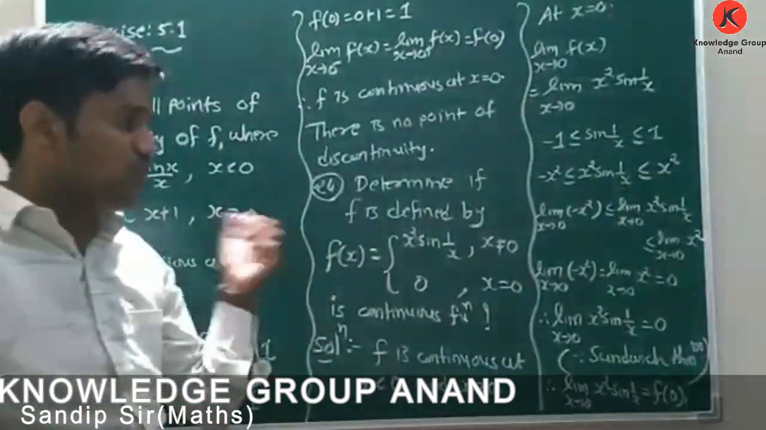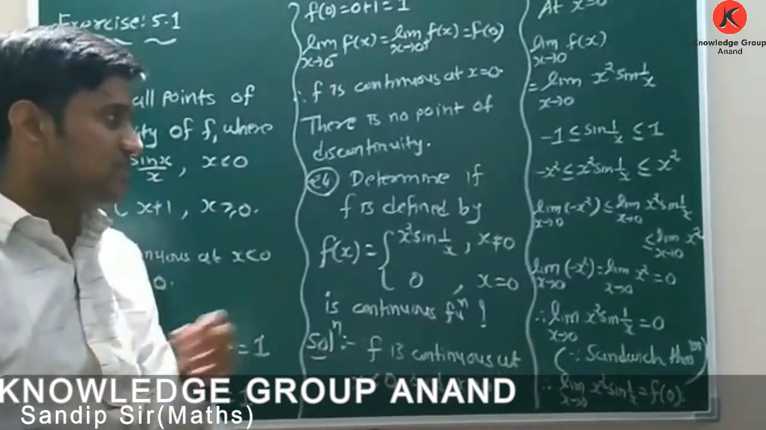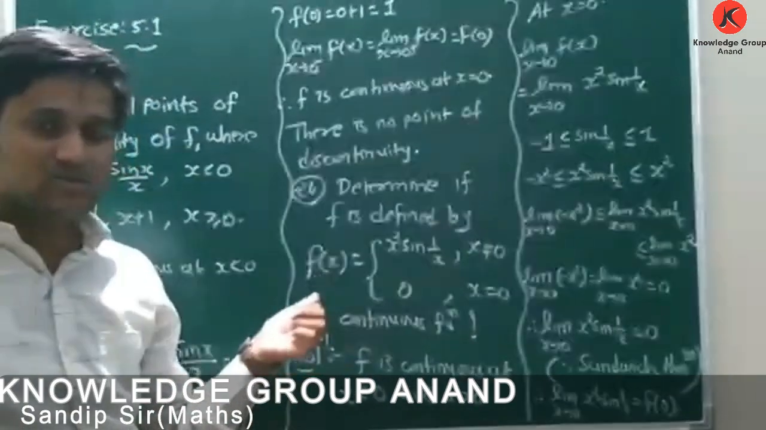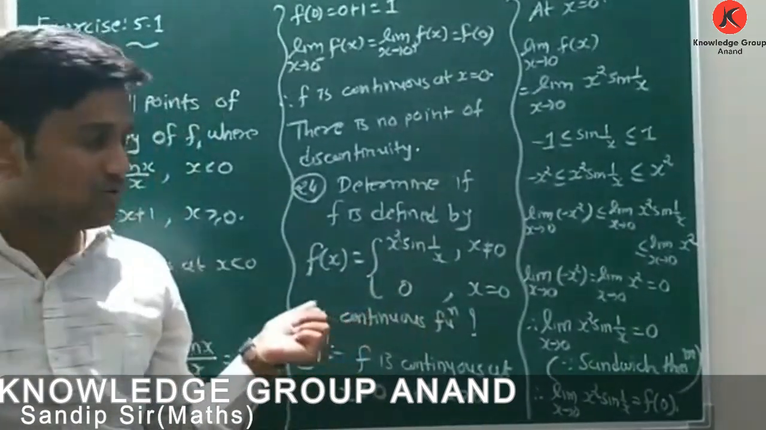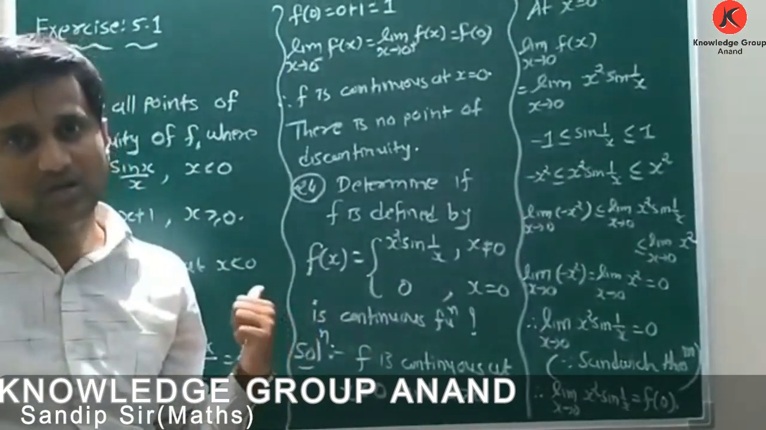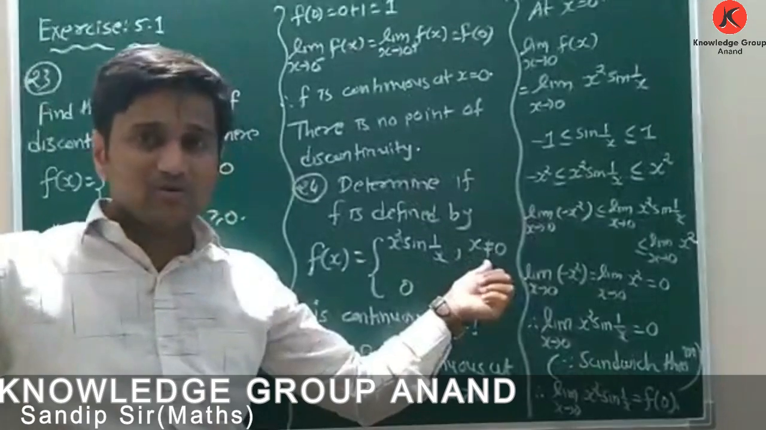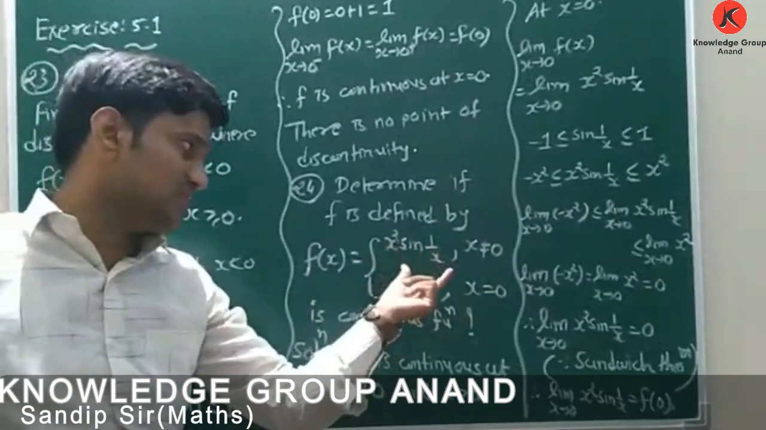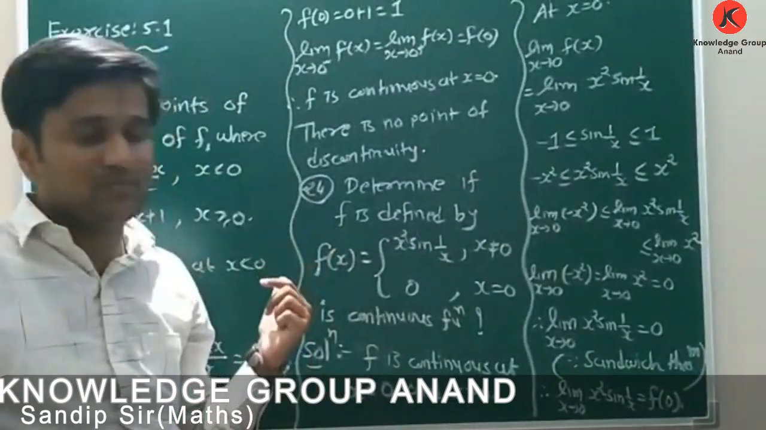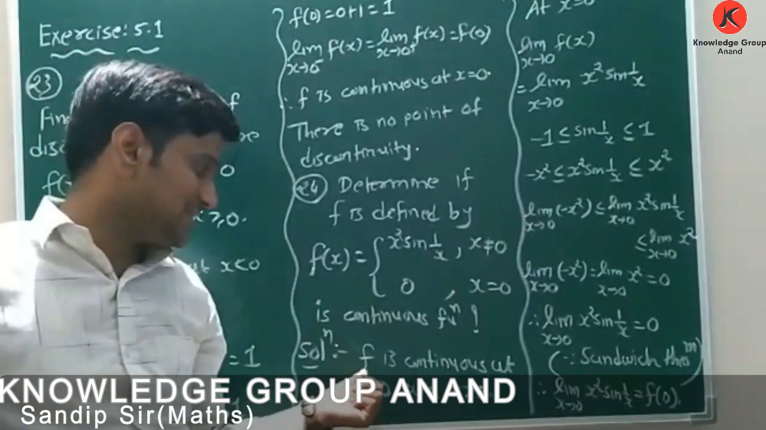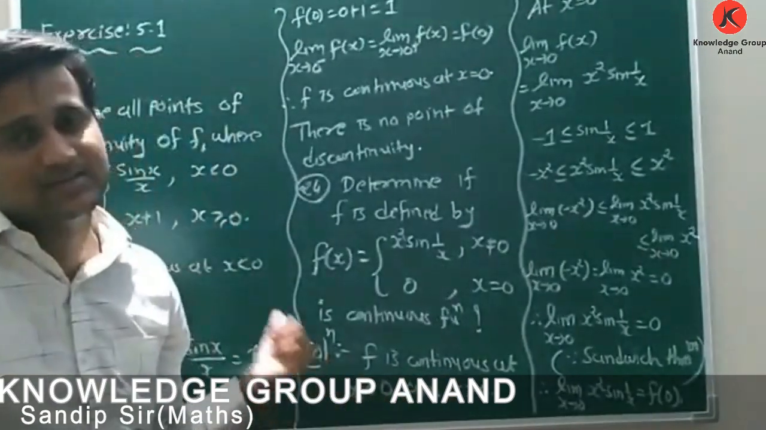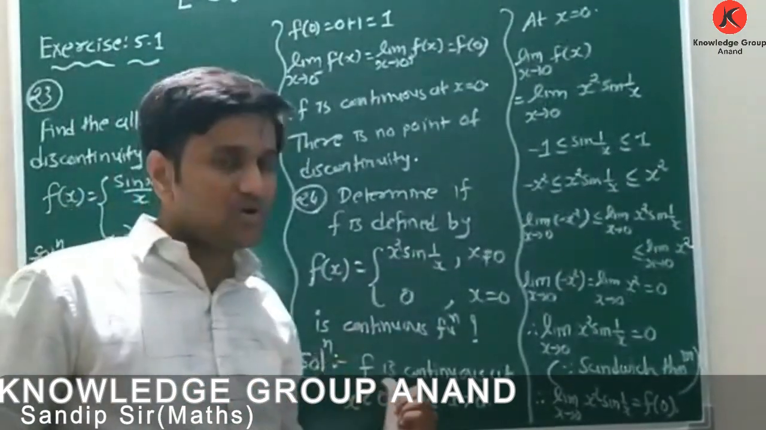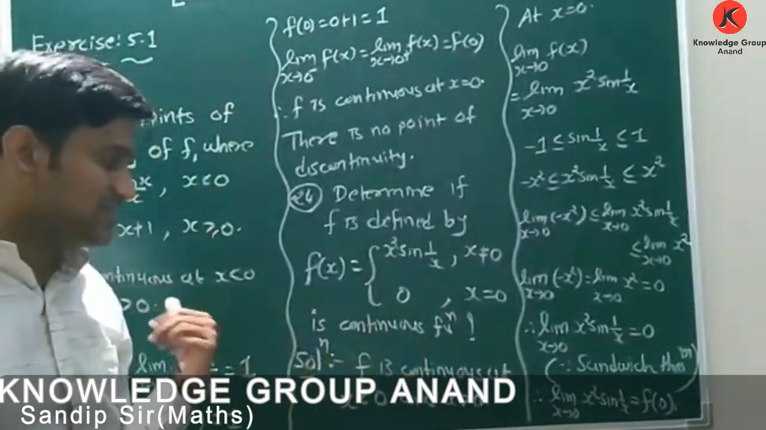Okay, 24 number example. Determine if f defined by f of x is equal to x square sin 1 upon x, where x is not equal to 0, and 0 where x is equal to 0, is a continuous function. First of all, x is not equal to 0. That means for x less than 0 as well as for x greater than 0, the function will give the same answer, x square sin 1 upon x. So we can directly say that f is continuous at x less than 0 as well as x greater than 0. Okay, at x is equal to 0, we have to check that the limit x tends to 0 f of x is equal to f of 0. Then we can say that f is a continuous function.